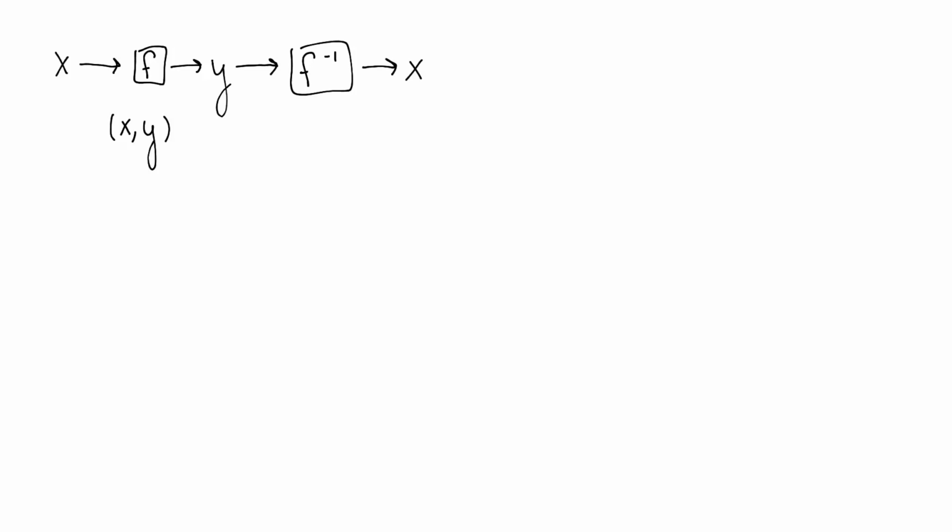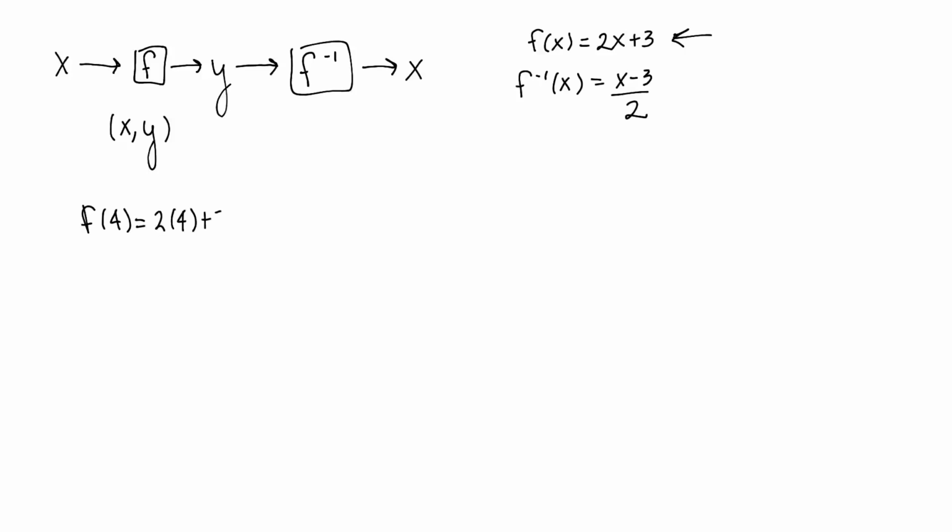So let's think about those functions that we had over here on page 1. We had f of x equals 2x plus 3, and we had f inverse of x is equal to x minus 3 over 2. If I go ahead and do f of 4, that's this guy right here. I plug in 4 for x. I have 2 times 4 plus 3. So that's 8 plus 3, which is 11. This is a y value, and this guy right here is an x value.